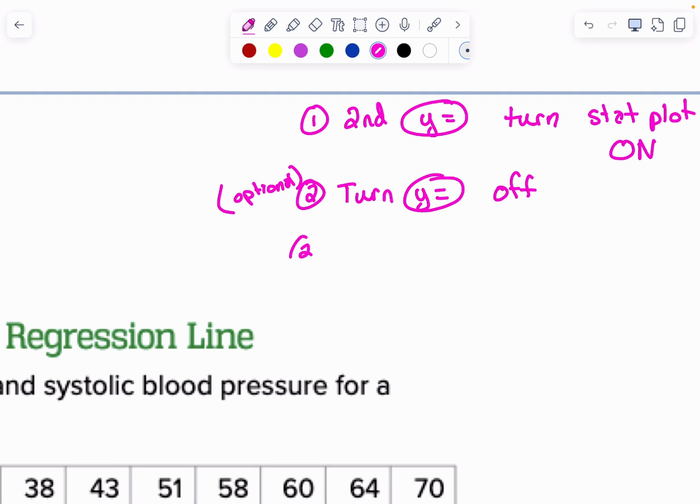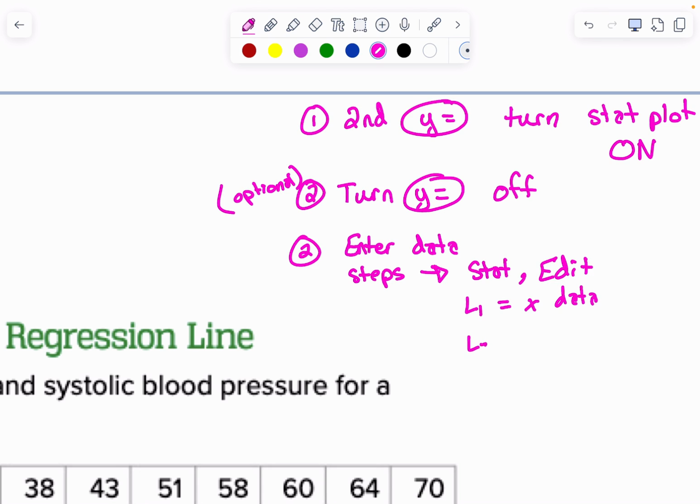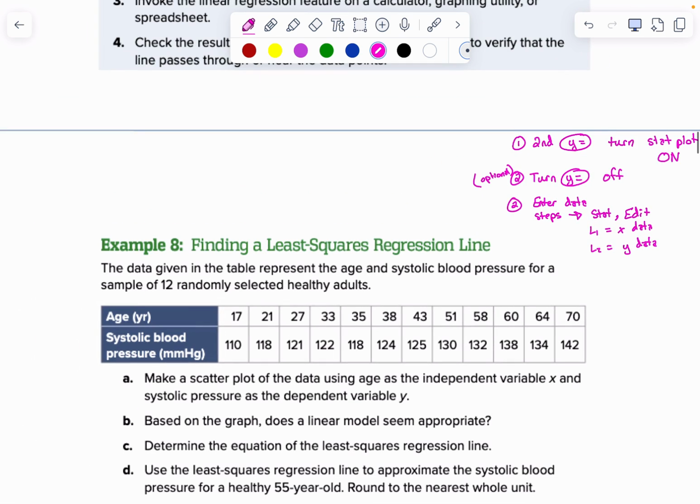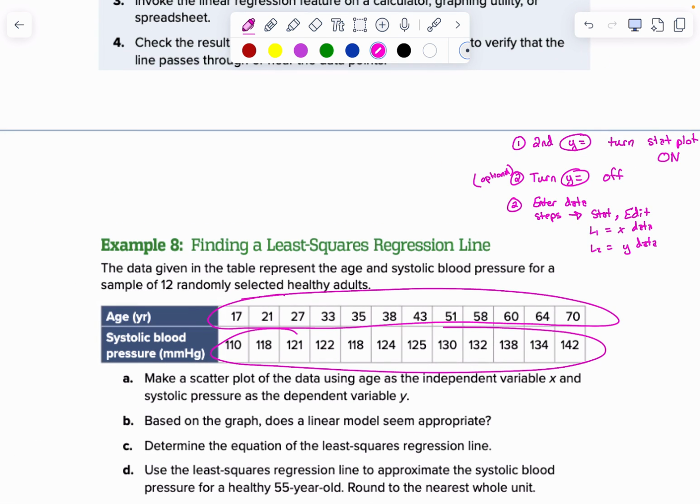Number 2. Now we're going to enter data. Steps: you're going to go to stat, edit. Stat is like the middle of the top, somewhere. Stat, and you're going to hit enter or edit. In your list 1, you're going to enter your x data, so 17. In your list 2, you're going to enter your y data. Go ahead and do these. Enter into your list 1, enter these guys. Enter in your list 2, enter these guys.